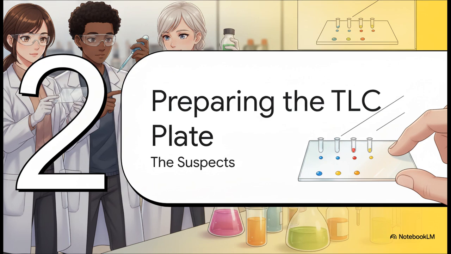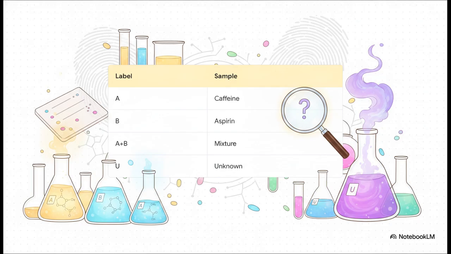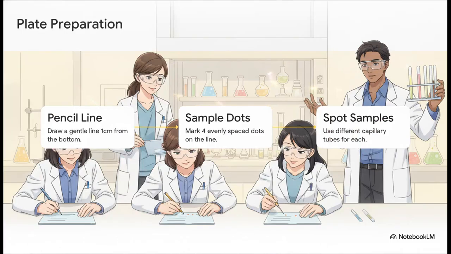Moving right along to Section 2, preparing the TLC plate, also known as the suspects. Every good mystery needs suspects, right? We're testing 4 distinct samples today. Caffeine, which is our first known standard, aspirin, our second known standard, a mixture of both just so we can see how they behave when combined, and finally, sample U, our mysterious unknown. Our entire goal today is to figure out for sure if sample U is caffeine, aspirin, or maybe a mixture of the two. So let's see how this actually works in the physical lab.